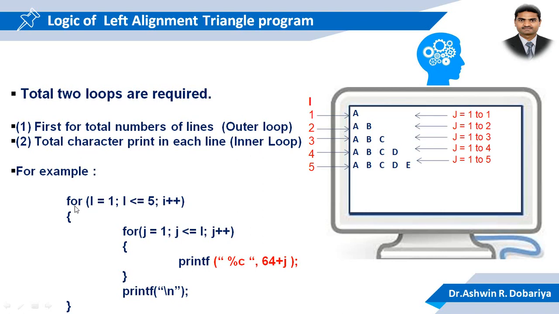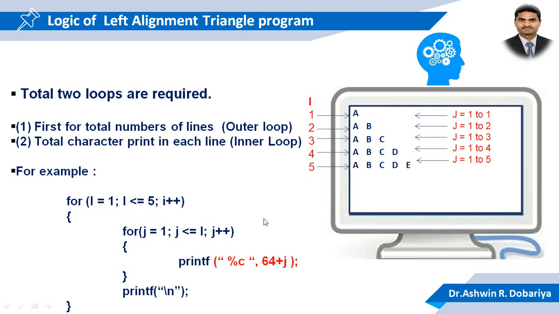So the outer loop counter variable is initialized with starting value 1, then i less than or equal to 5, and i plus plus. It means we want to print a total of 5 lines. But the very important thing is how we can set the counter variable for the inner loop, because the inner loop is responsible for displaying the characters on screen as the output. So how can we set it?